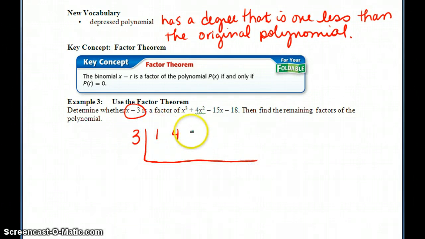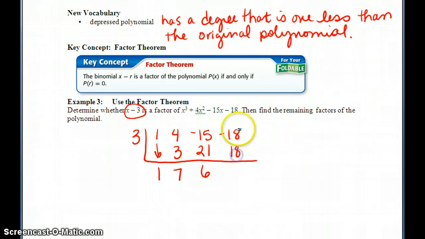And I'm going to put in the numbers that belong here because of the polynomial. And I'm going to do synthetic division. So 3 times 1 is 3, which is 7. 7 times 3 is 21, and that would be 6. And 3 times 6 is 18. Negative 18 plus 18 is 0. So now I have a remainder of 0, which means x minus 3 is a factor of this polynomial.